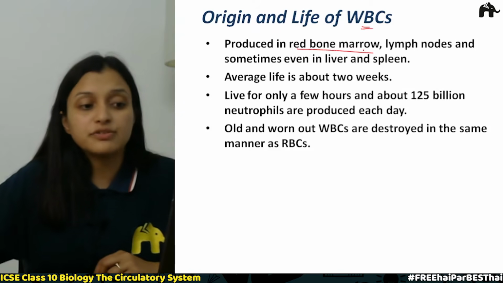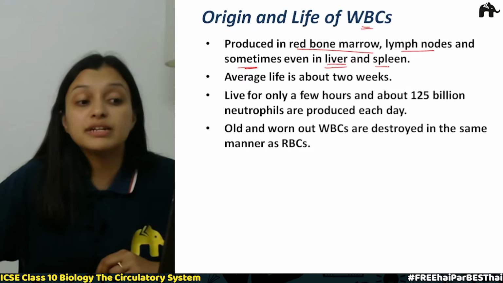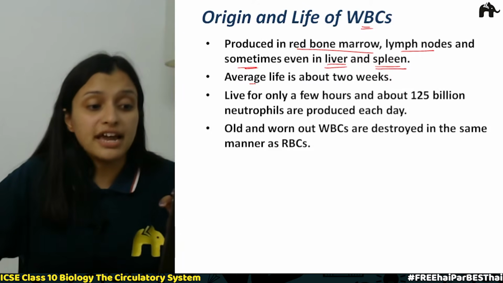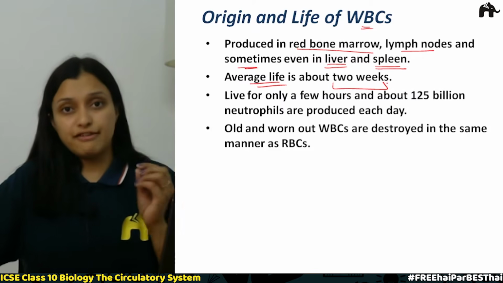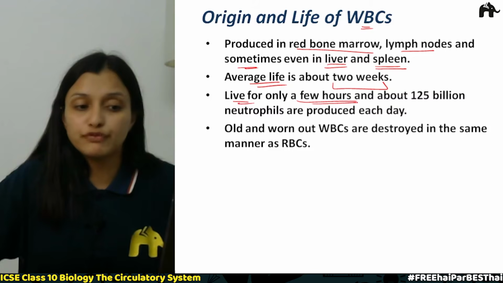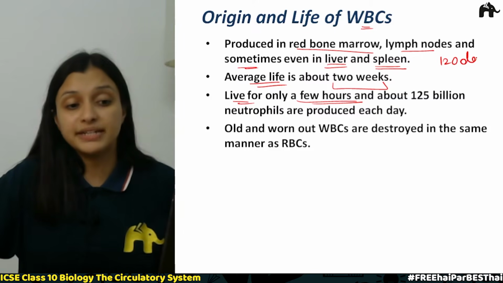They are produced in red bone marrow, lymph nodes, and sometimes even in liver and spleen. Most of them are produced in bone marrow. The average life of these is about 2 weeks. They live only for a few hours. As we studied about RBCs, they live for 120 days.